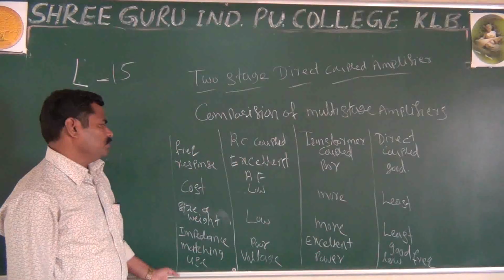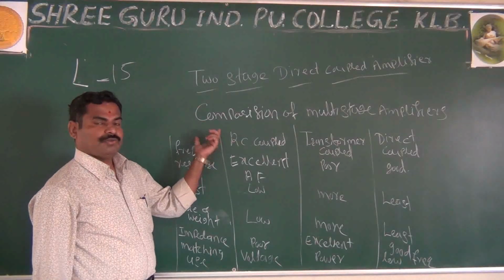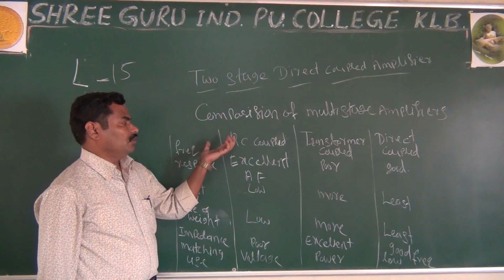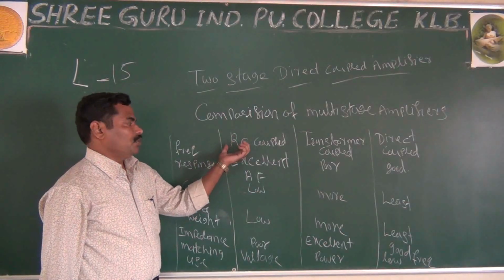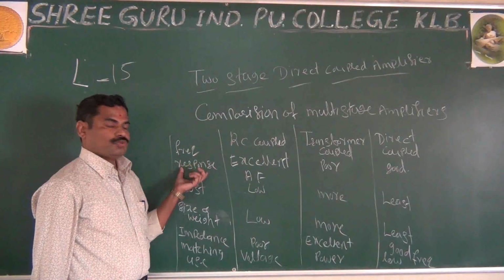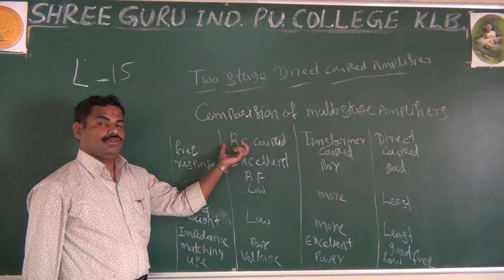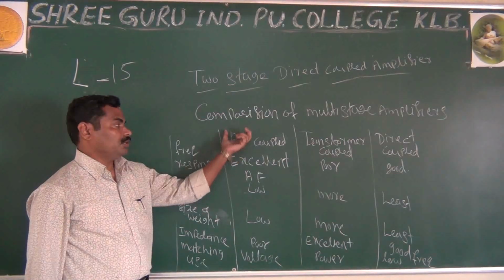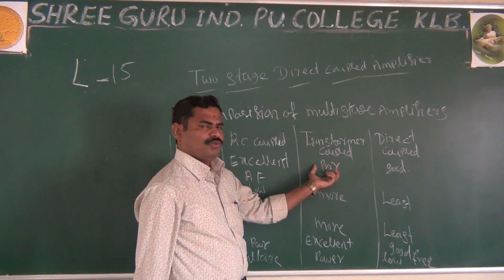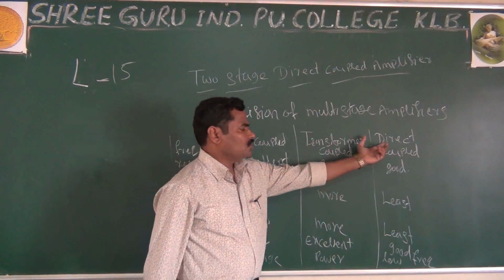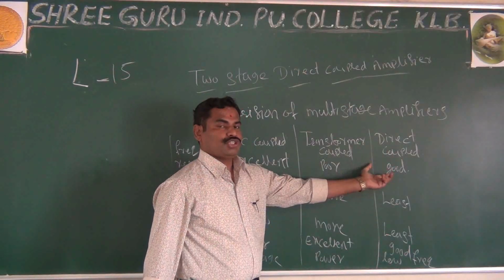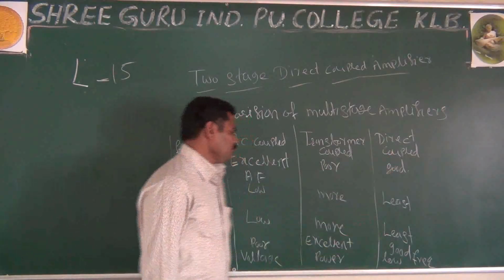Once again, I repeat, very simple. The most likely exam question for 3 marks or 5 marks: compare all the different types of coupling amplifiers: RC coupled, transformer coupled, and direct coupled. The first important thing, frequency response, is very excellent for audio frequency signals for RC coupled. It is very poor for the transformer coupled amplifier, and it is very good for direct coupled because for low frequency the frequency response of your direct coupled amplifier is very good.